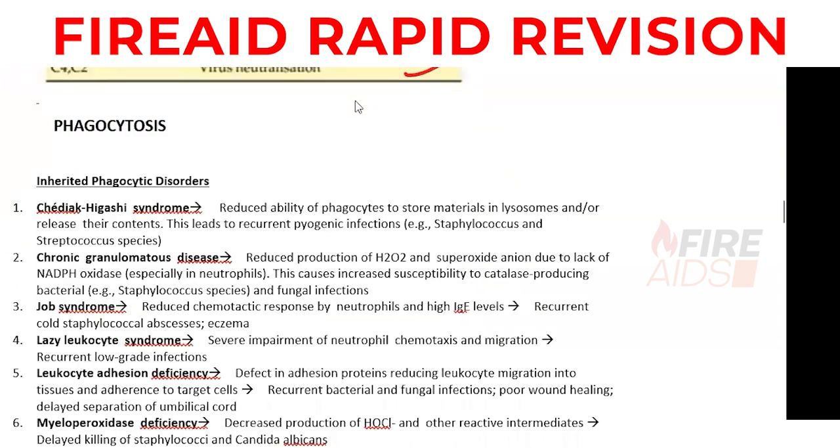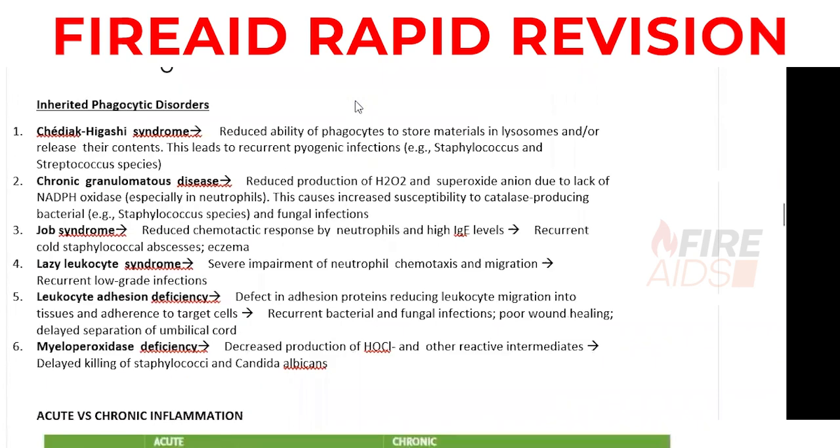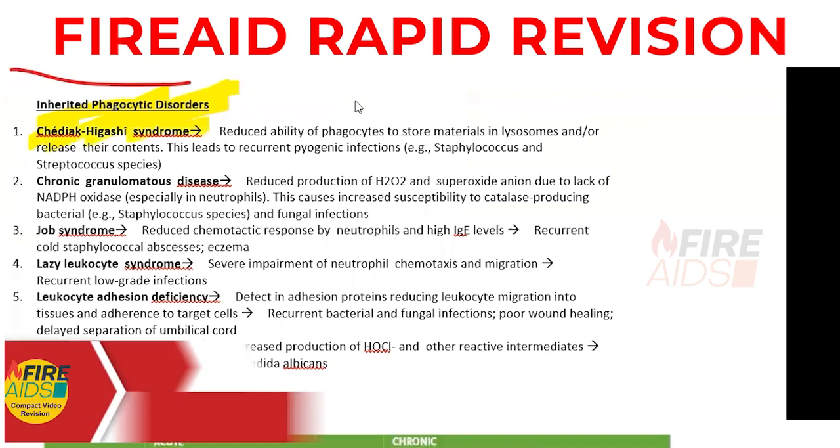Okay, now we saw about engulfing the microorganism, that is phagocytosis. So we have to know what happens if this phagocytosis does not happen properly. When there is a disorder in phagocytosis, what is going to happen? You need to know there's something called Chediak-Higashi syndrome. Just key points you need to know.